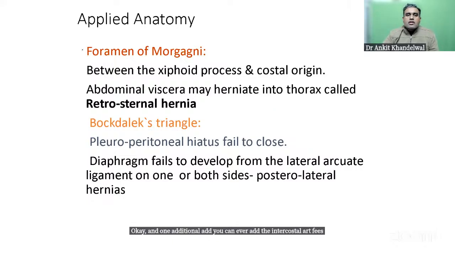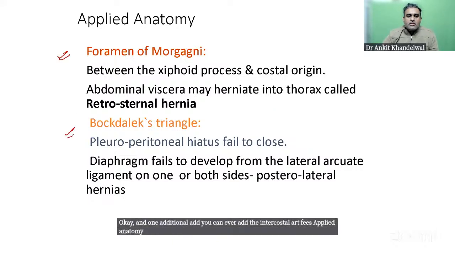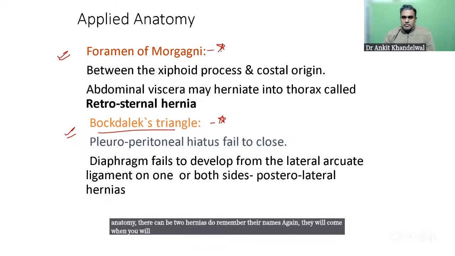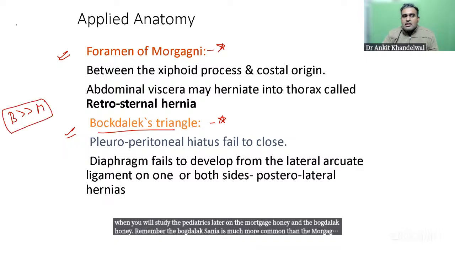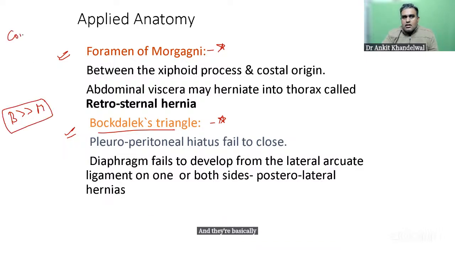Applied anatomy, there can be 2 hernias. Do remember their names. Again, they will come when you will study pediatrics later on. The Morgagni hernia and the Bochdalek hernia. Remember, the Bochdalek hernia is much more common than the Morgagni hernia. And they are basically meant for congenital diaphragmatic hernia.